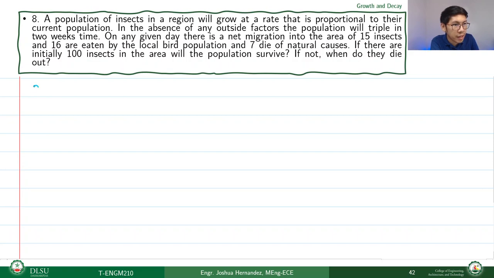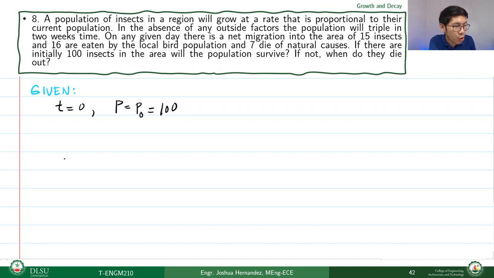So let's quantify the problem by analyzing ano yung mga binigay sa atin. What are the given? Alright. So we can identify here that the population daw of the insects initially were 100. So when t is equal to 0, let P be the population, initially P naught is 100. Tapos ano pang sabi niya? Sabi niya, in 2 weeks' time, in the absence of any outside factors, the population will triple in 2 weeks' time. Okay? On any given day, there is a net migration into the area of 15 insects and 16 are eaten by the local bird population. 7 die out of natural causes.